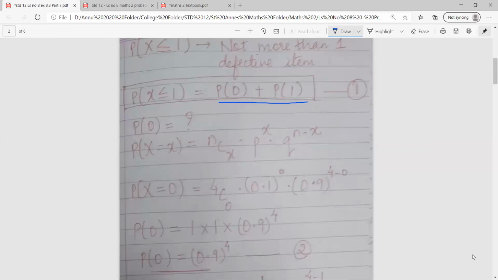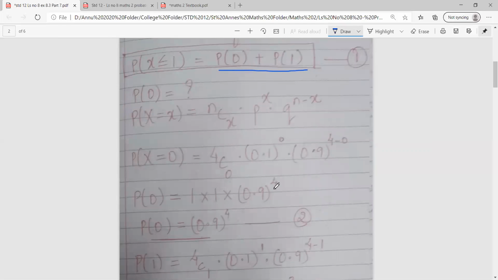So before we start, as usual, I told you all, put the formula. I have given this particular equation as point number 1 because I will be finding P of 0 and P of 1 separately. Solve them separately, then you can substitute. Before we start, put the general formula. So probability of X equals x is NCx into P raised to x into Q raised to n minus x. Repeat after me. NCx, P raised to x, Q raised to n minus x.